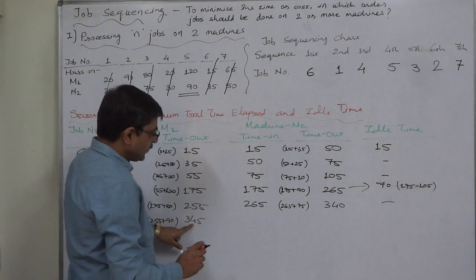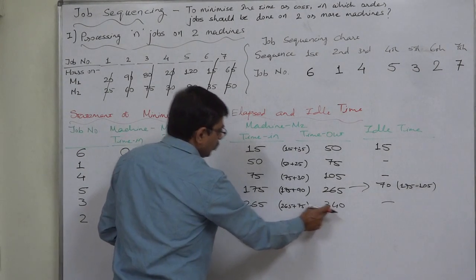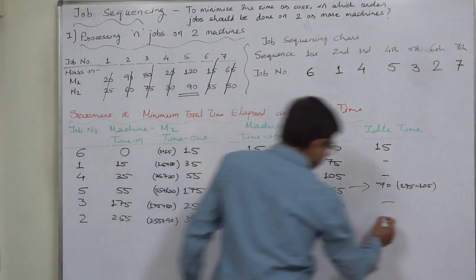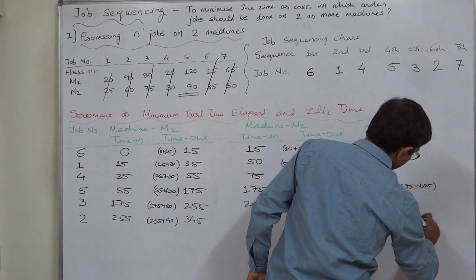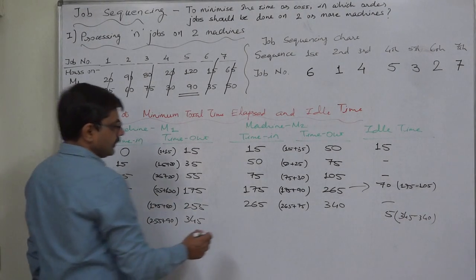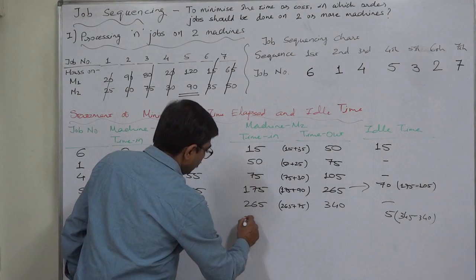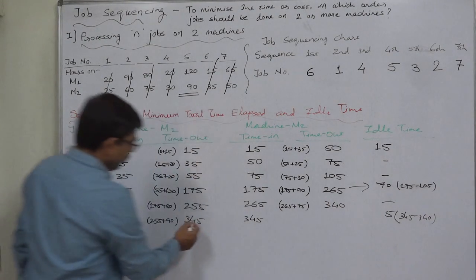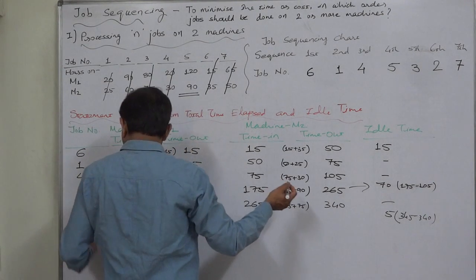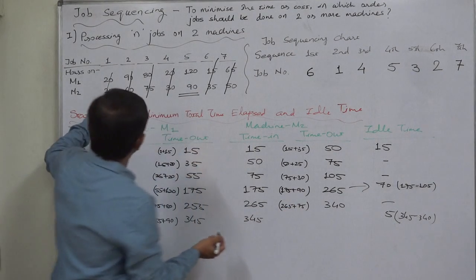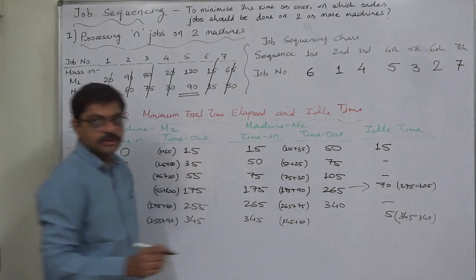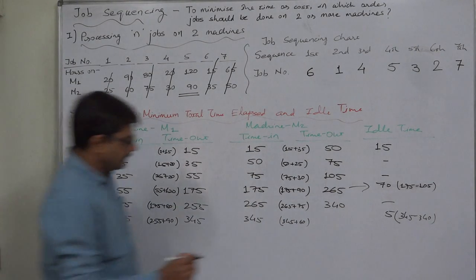345. See, time out here is 340. So for 5 hours machine 2 is empty. Machine 2 is waiting to get the job. So this is the case of idle time. Yes, the machine has to wait for 5 hours. Now 345 or 340, whichever is higher, 345 is the timing for job 2 on machine 2. Job 2 requires 60 hours on machine 2. 345 plus 60, 405.